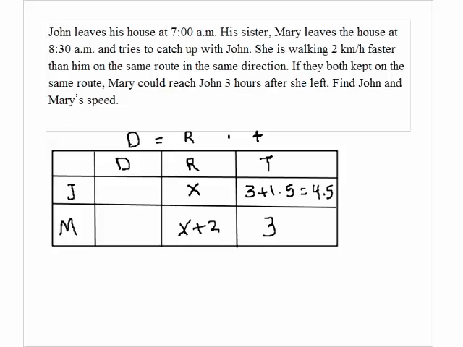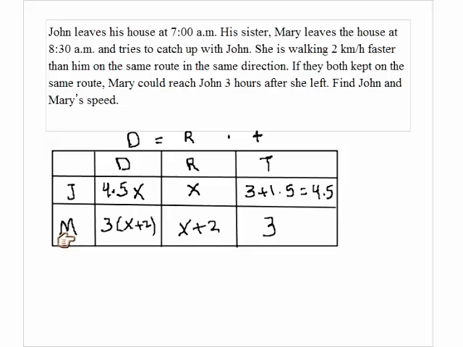Remember, the distance is equal to rate times time. So the distance that John covers would be simply the rate, which is x, times 4.5, so it would be 4.5x. The distance that Mary covers would be 3 times x plus 2.